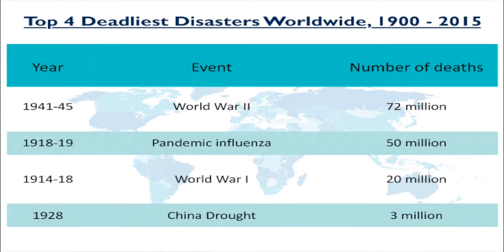World War I was the 3rd highest death toll from disasters during 1900 to 2015. 20 million people lost their lives in that particular man-made disaster. And then the 4th highest, the China drought, another natural disaster. 3 million people lost their lives in 1928 due to this very severe drought and disruption of food supply and food security. So we know from studying these disasters over the past 50 years that actually, especially during the past 50 years, disasters are increasing worldwide, as this figure may show.